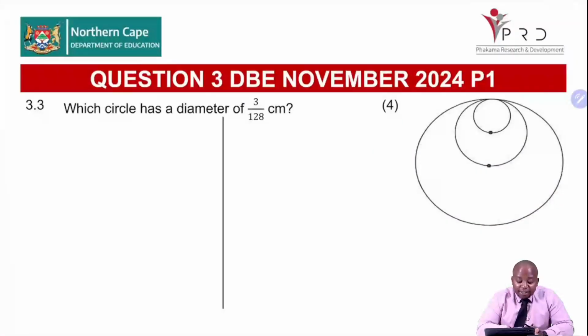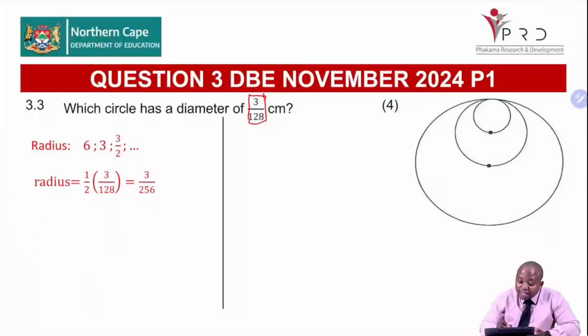So for 3.3, it says, which circle has a diameter of 3 over 128? Right. So we're looking for a circle that has a diameter of 3 over 128. But remember, we are working with the radiuses from our previous questions. So we can still work with the radius, but we are now going to work out the radius of this diameter. So the radius of this circle with the diameter of 3 over 128 is equal to half. So remember, the radius is half of the diameter. So my diameter was 3 over 128, then half of it is going to be 3 over 256.